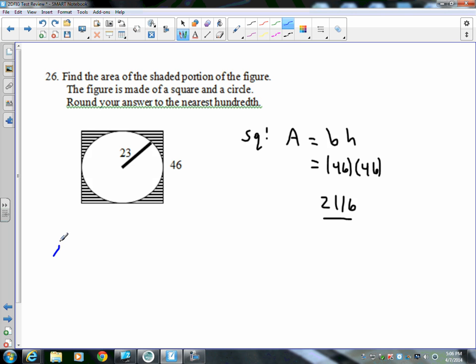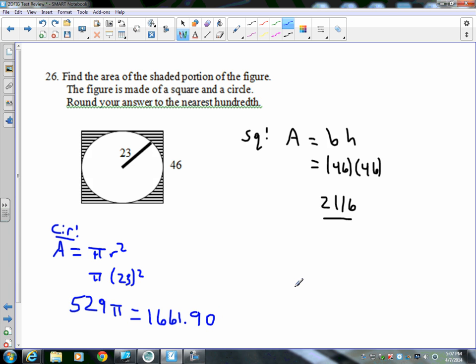We could also find the area of the circle. Area of a circle is pi times radius squared. We know the radius is 23, so plug it in. 23 squared gives us 529. And we leave pi. This is in terms of pi. But we want to round this answer to the nearest hundredths. Okay, and we can't subtract 2,116 minus 529 pi, so we're going to go ahead and plug this into the calculator. And if you do, you end up with 1,661.9. Except we're going to round to hundredths in this case. Okay, and subtract them.